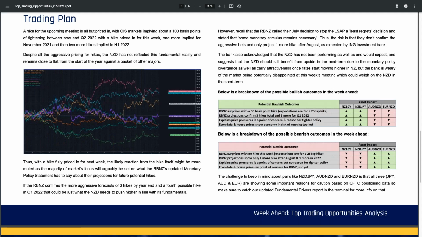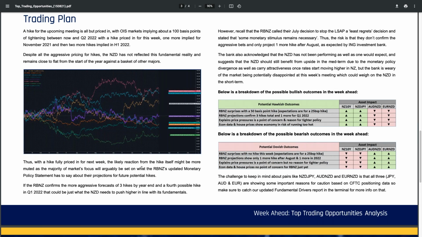Looking at the RBNZ, they're meeting midweek. The expectations from ANZ, ABS, and BNZ is that the RBNZ are going to hike interest rates 3 times between now and the end of the year. So it's a very high bar for interest rates rising. So I think there's a risk that the New Zealand dollar is going to retrace.